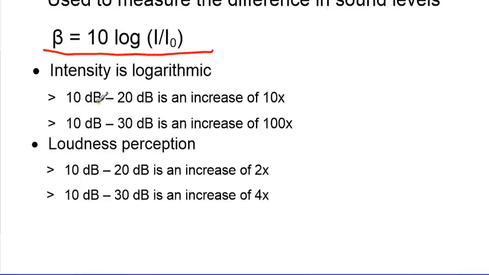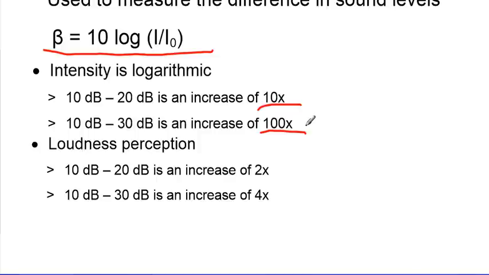So a 10 decibel difference means that you've increased the intensity by 10 times. So a decibel change of 10 is equal to a 10x increase in intensity. A 20 decibel increase, so 10 to 30, these are all multipliers. So rather than it being another 10x, it's actually going to be 100x. So it's 10 times 10. So a 20 decibel difference means that you are increasing the intensity by 100 times.